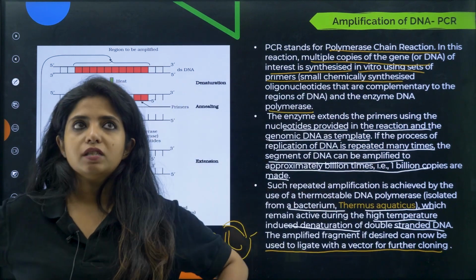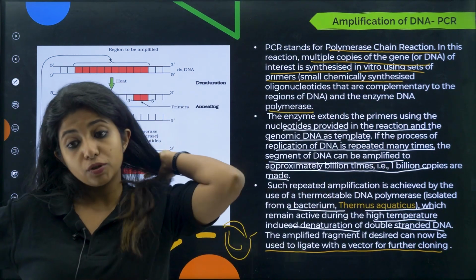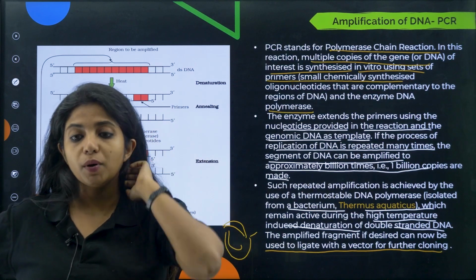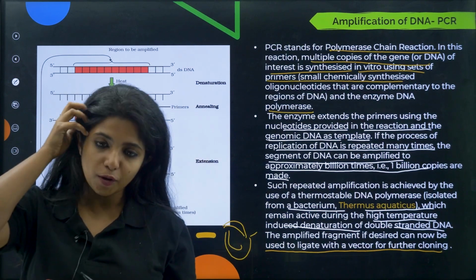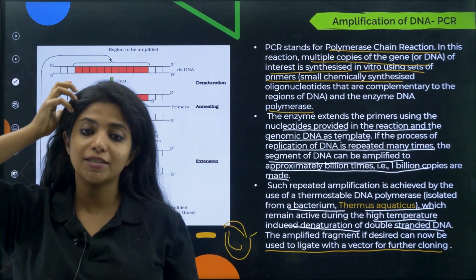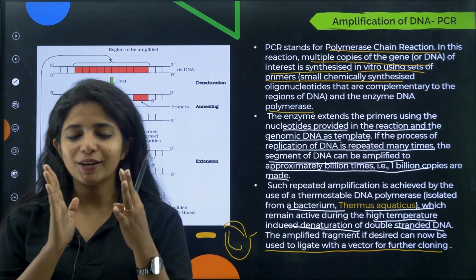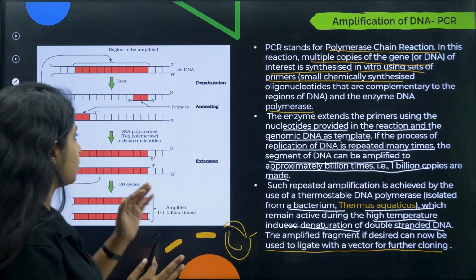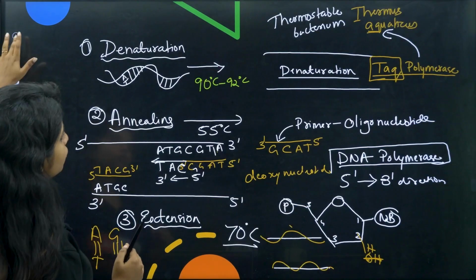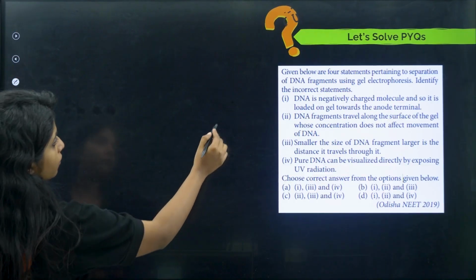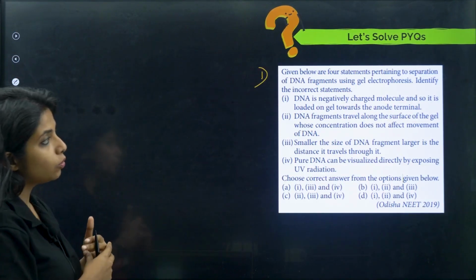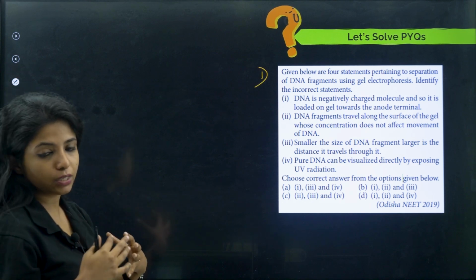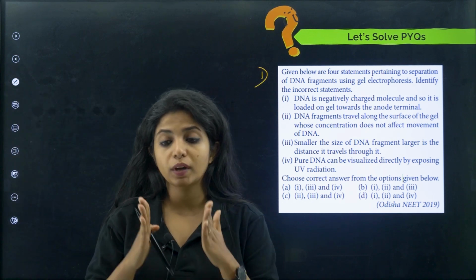So we spoke about isolation of DNA, we spoke about gel electrophoresis, and we also spoke about amplification of DNA with the help of a machine known as PCR, polymerase chain reaction. I hope you got each and everything that I explained. Now we can try questions from this topic, so you'll get an idea of how questions are framed. The first question is given below. I'll be telling the answers later on. You have to try the questions by yourself first.